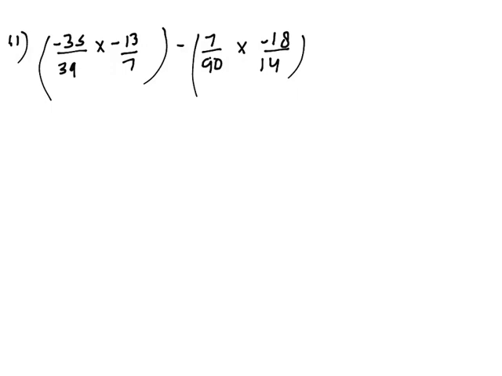Next we have to multiply 35 by 39 with minus 13 by 7. Then we have a negative sign in between. Then we have to multiply 7 by 90 minus 18 by 14. We have to multiply these two numbers. So let's start by solving the numbers inside the brackets. First of all we will change them into the simplest form.